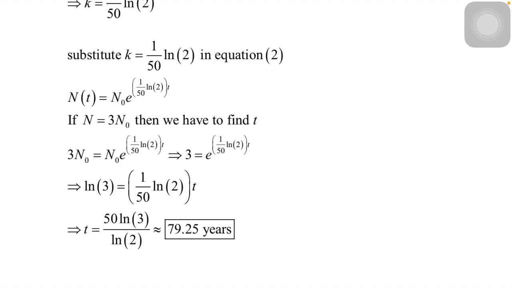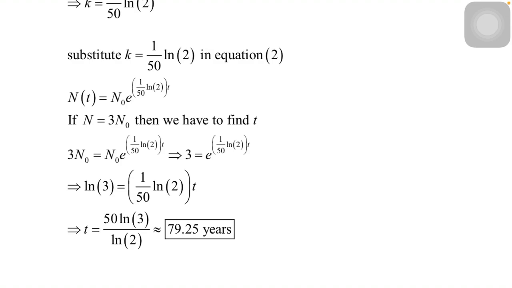And now our target is to find out t. So cancelling n naught on both sides, it is 3 is equal to e power log 2 by 50 into t. By definition we write log 2 by 50 into t is equal to log 3. Now t is equal to 50 into log 3 by log 2.